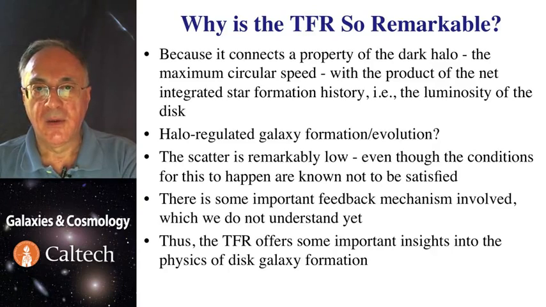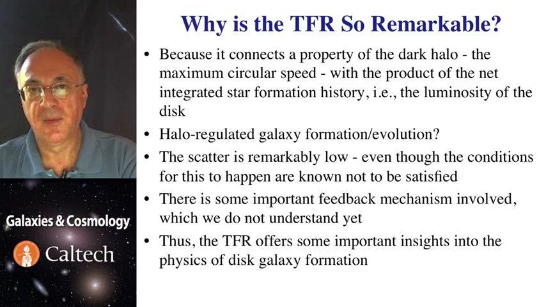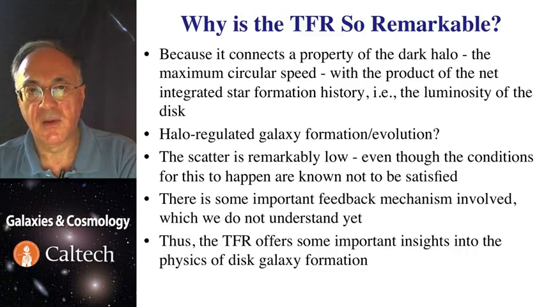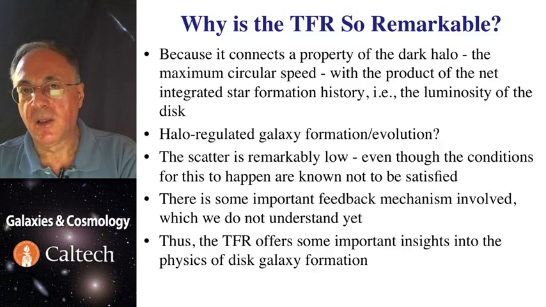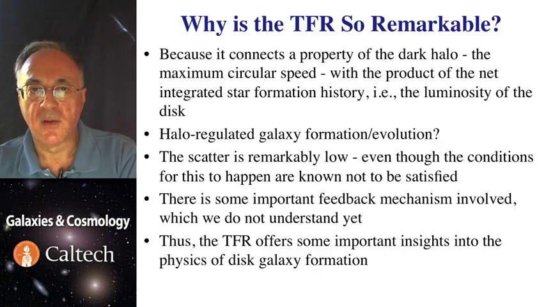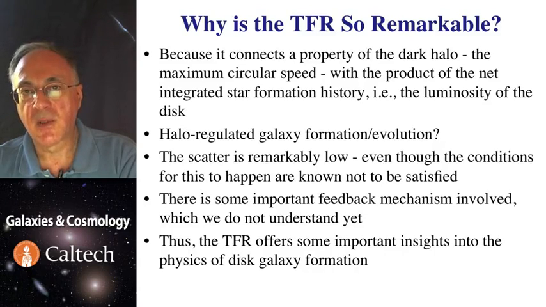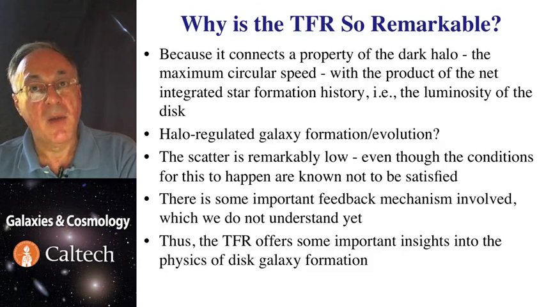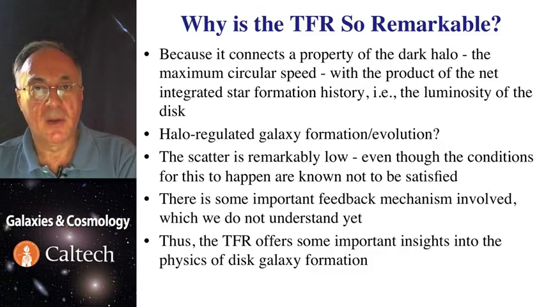And the reason why this is so interesting is that circular speed is basically a property of the dark halo, and luminosity is a product of the integrated stellar evolution in the galaxy over Hubble time. So somehow, dark halo mass seems to regulate the star formation history of a galaxy. That in itself is interesting, but even more interesting is the small scatter, because we can think of any number of reasons why the scatter can increase: by changing ratios of dark matter to luminous matter, by tweaking star formation differently in different environments, by different kinds of merging and so on. Yet somehow, in the end, we end up with what's almost a perfect correlation.